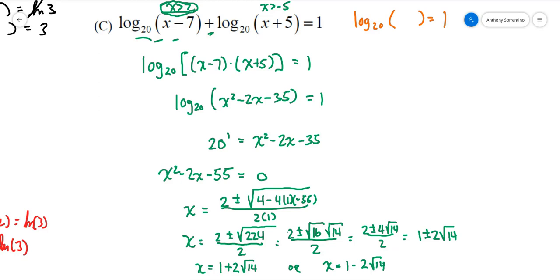So if I do 1 minus 2 times 3.7-ish, I'm going to have a negative number. This is less than 0. If I have a number that's less than 0, I certainly cannot put it into the x minus 7, because I'm going to have a negative number being subtracted by 7, making it even more negative. So this one here is extraneous, making this the one and only answer. And if you do put it in, it does work.